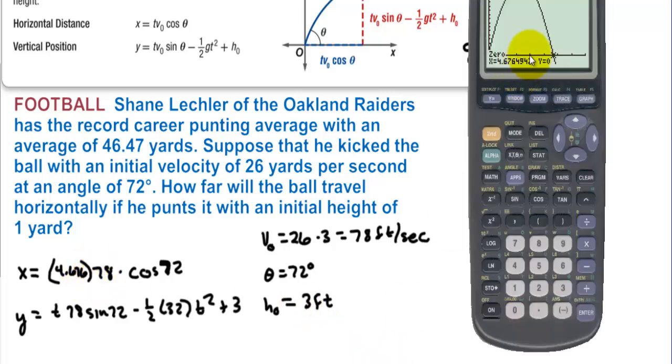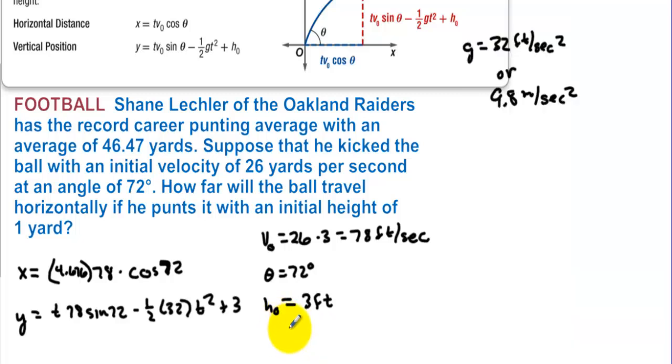If you go to the home screen, quit, and you type in x, press enter, it has that value in there. Now to find the horizontal distance, we can just do x times 78 times the cosine of 72. The horizontal distance is 112 feet. This problem seems to be in yards, so we'll divide by 3. And it turns out that it was 37.57 yards.